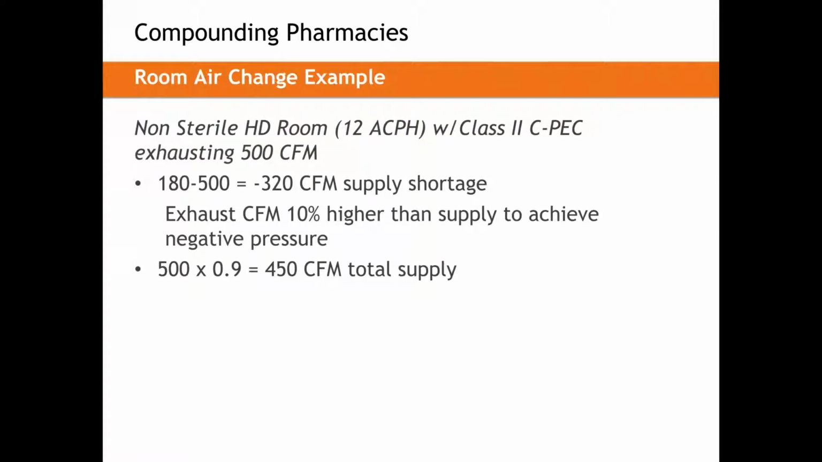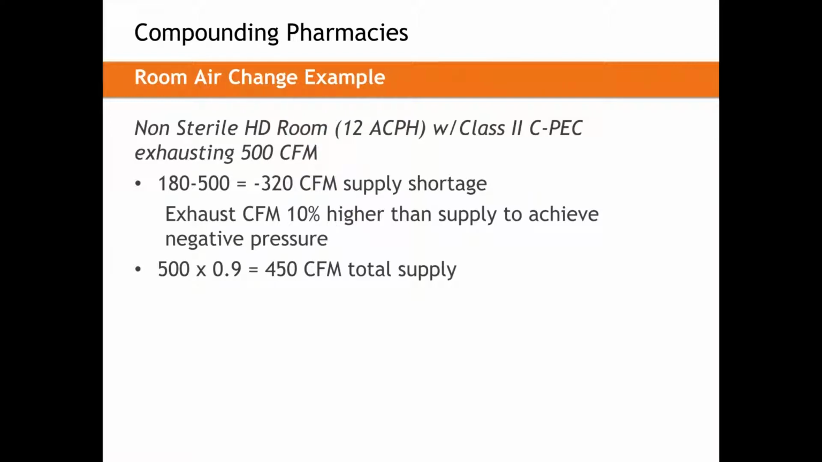Now let's look at the non-sterile space. Again, 12 air changes. It has a Class 2 CPEC exhausting 500 CFM as well. So we already have 180 CFM of supply and 500 CFM of exhaust. So we are short 320 CFM of supply already. Again, this is a negative space. We're assuming a 10% offset. So we need a supply air rate of 500 times 0.9, that's our 10%. We need a total supply of 450 CFM in this space.